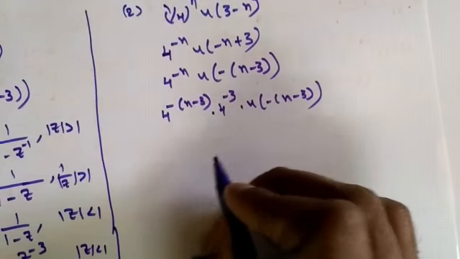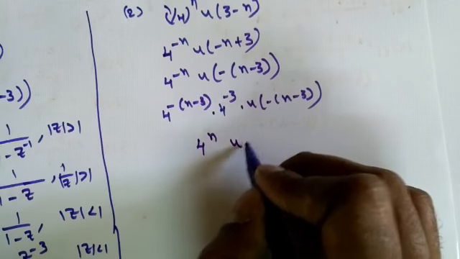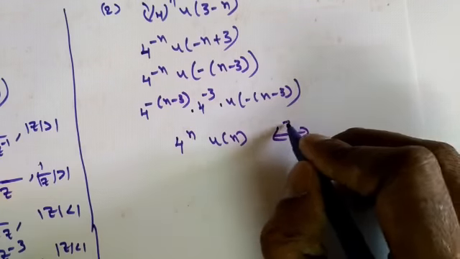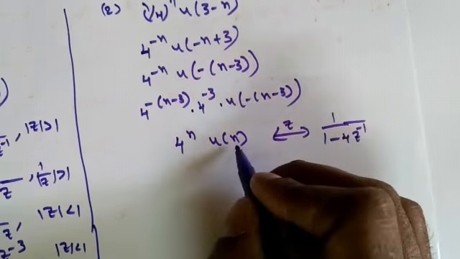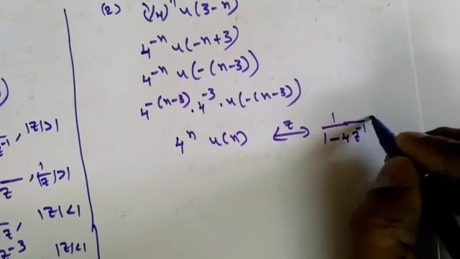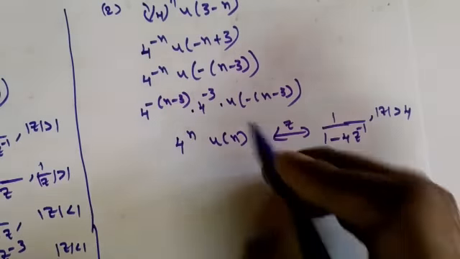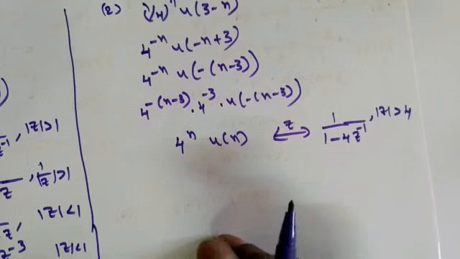Now go with the standard procedure. So first take 4 power n u of n. Right? Then what is the z transform? 1 by 1 minus 4 z inverse. So a power n u of n means 1 by 1 minus a into z inverse, and it is mod z is greater than 4. Right? Otherwise start with u of n, then go like this also, no problem.